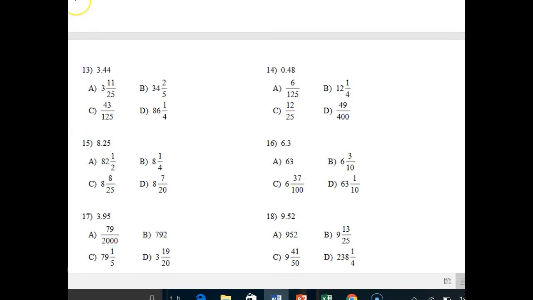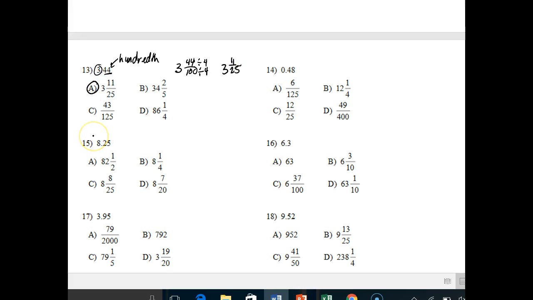3.44. The 4 is in the hundredths place. The last digit is the place value you want. So you want to say, okay, I have 3 as my whole number, so 3. And this is going to be my fraction, so 44 over 100. But again, you don't see 44 over 100, so you have to simplify that. So I can divide these both by 4. And so I get 3 and 11 over 25.